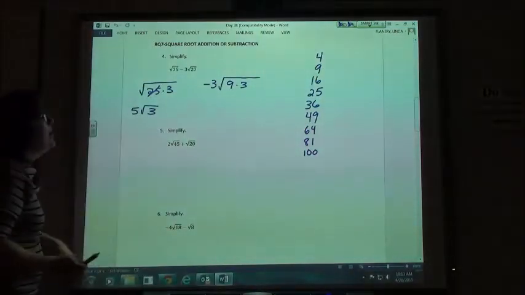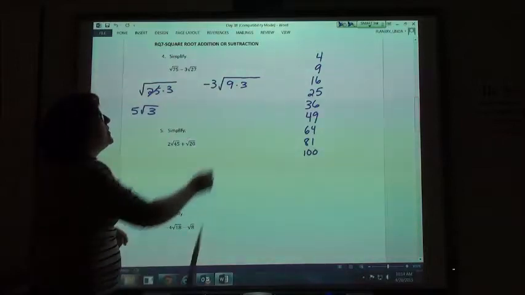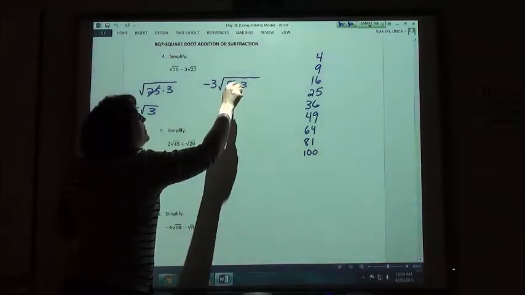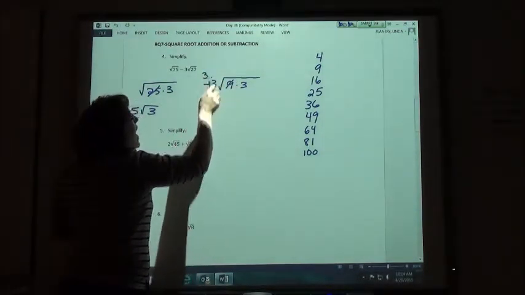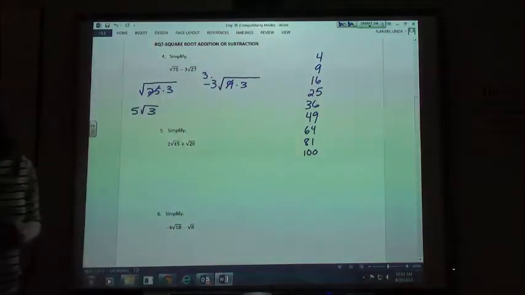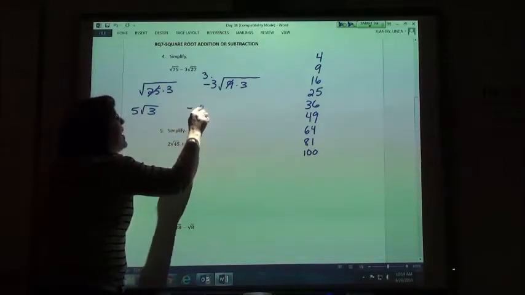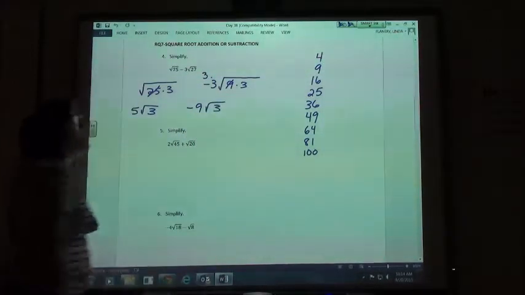9 times 3. Now when I simplify this, the square root of 9 is 3. I'm going to multiply it by what's already out there. So 3 times negative 3 would give me negative 9 square root of 3.